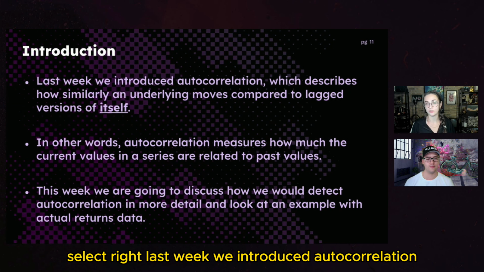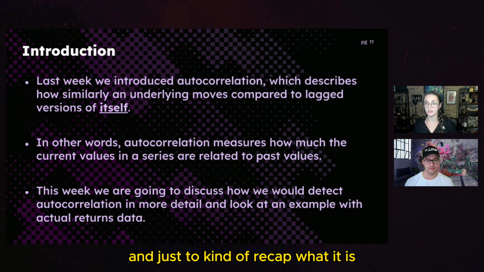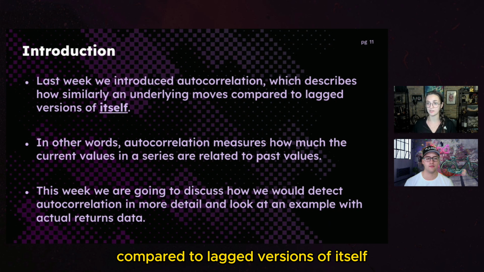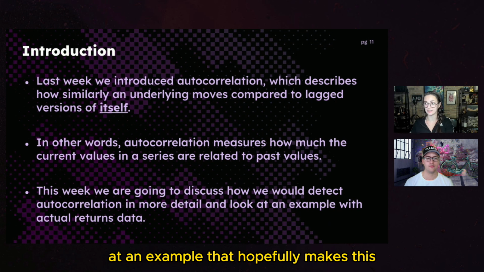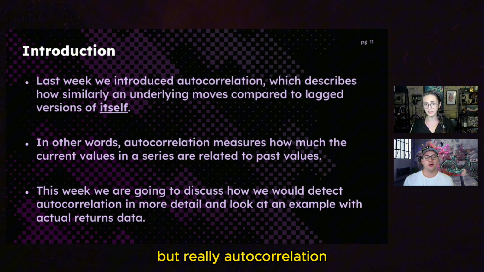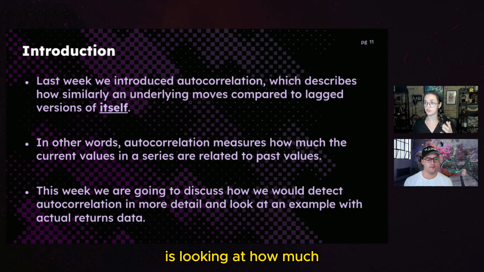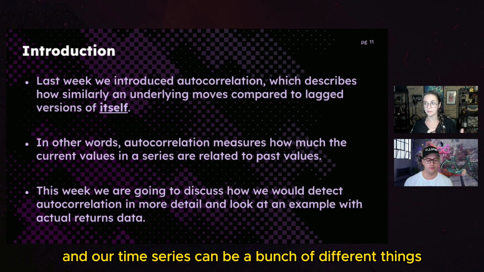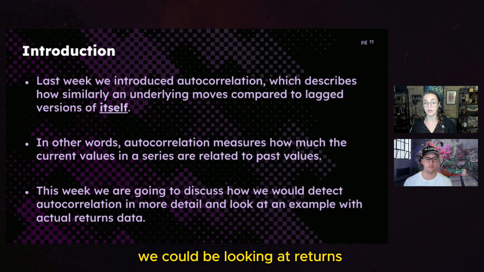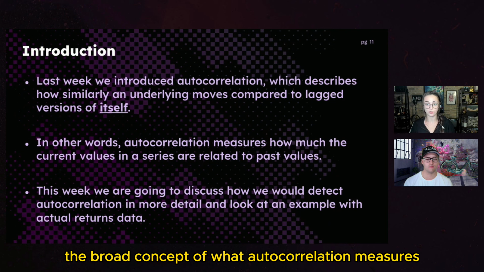Last week we introduced autocorrelation, and just to recap what it is, it basically describes how similarly an underlying moves compared to lagged versions of itself. We're going to look at an example that hopefully gives us a little bit of context. But really, autocorrelation is looking at how much the current values in a time series are related to the past values. And our time series can be a bunch of different things. We could be looking at volatility, we could be looking at returns, but whatever it is, that's the broad concept of what autocorrelation measures.